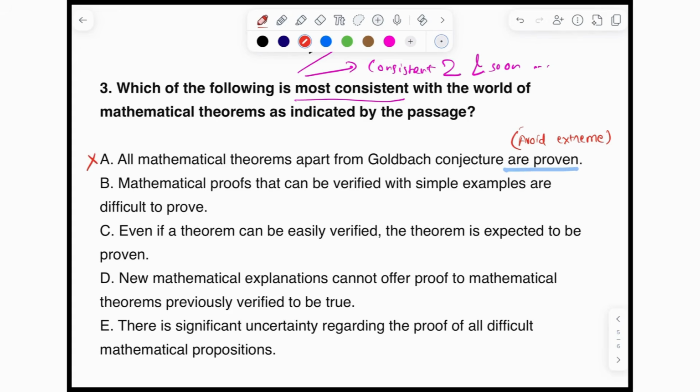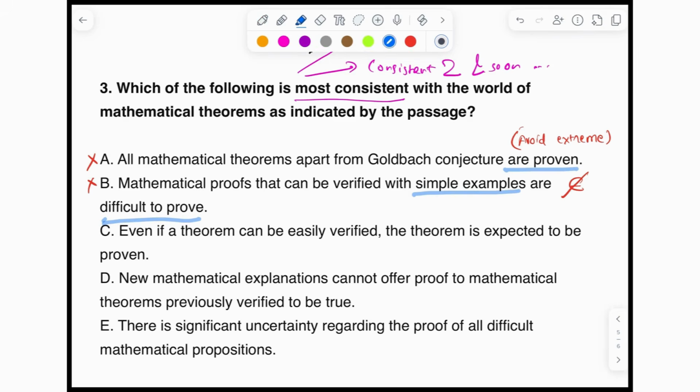The option number 2 is in fact a bias statement. Bias as in, if any mathematical theorem is difficult to prove and then it can only be verified with simple examples, but in reality, to prove any mathematical theorem, it doesn't have any relation with either a simple example or a difficult example as per the author, and thus option 2 is also eliminated.